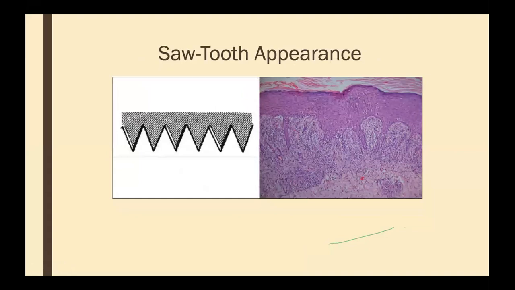Okay, I think before the last one, sawtooth appearance. Sawtooth appearance, yes, absolutely right, lichen planus. It's the irregular hyperplasia of the Malpighian layer, the spinous layer, in a triangular pattern, which gives the look of the sawtooth appearance of lichen planus.